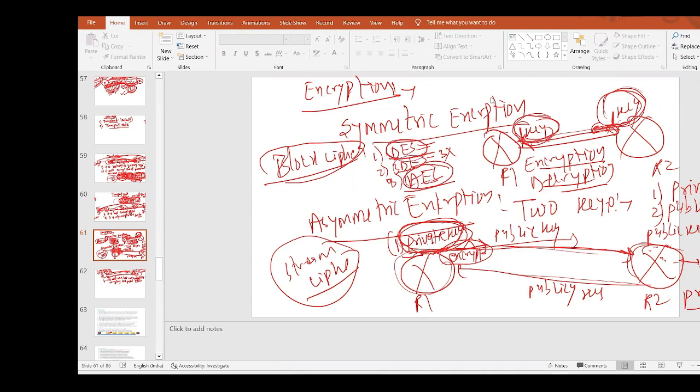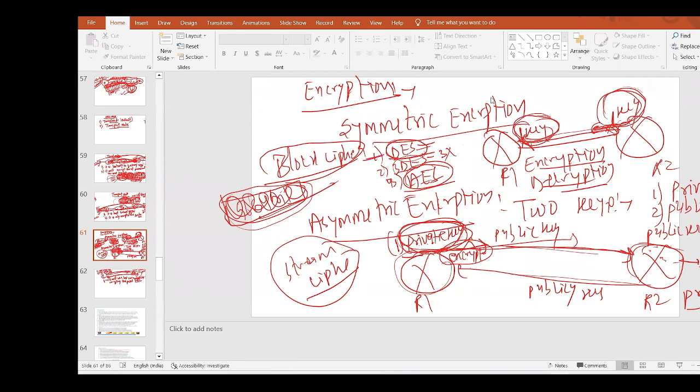They are called block cipher. What is the meaning of block cipher? You take some bits of a packet, like 64 bit or 56 bit, and it will encrypt it. Encryption means what? It will generate some alphanumeric characters.